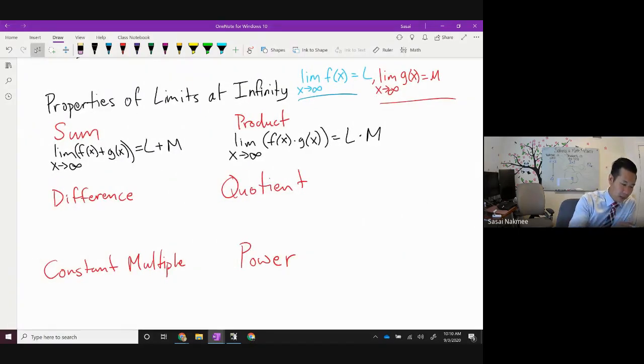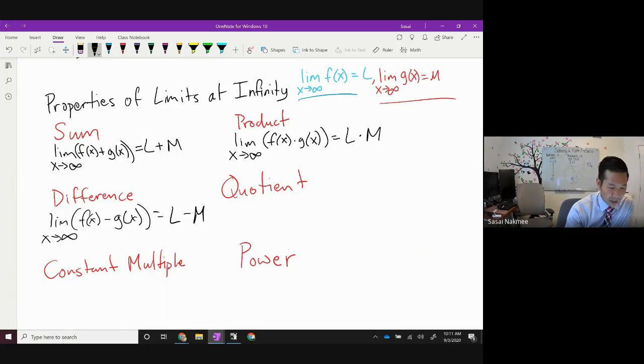So not only does it work for the sum, it also works for the product. It also works for the difference. So if I had the limit as x goes towards infinity of f of x minus g of x, right? That's just equal to L minus m. The product, same thing. If I have f of x times g of x, if I can find each of those limits, I could just multiply those values together.